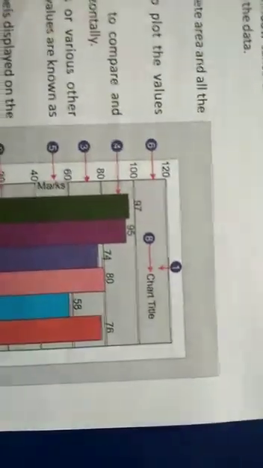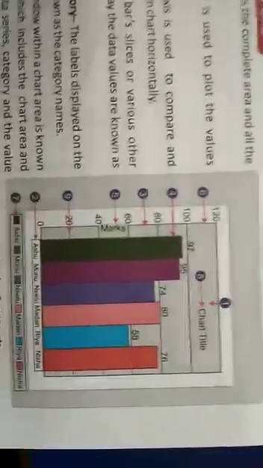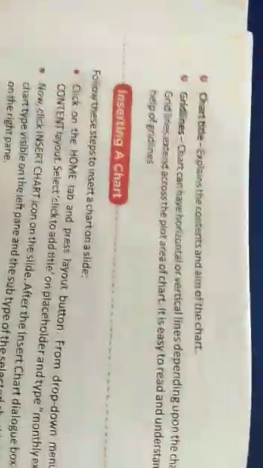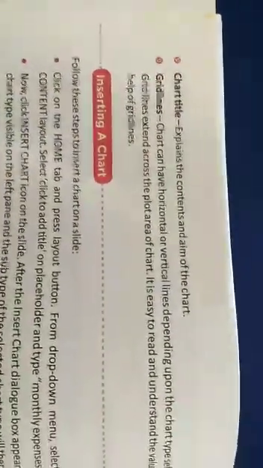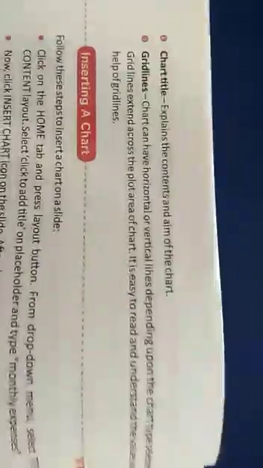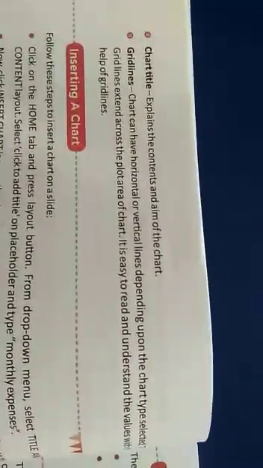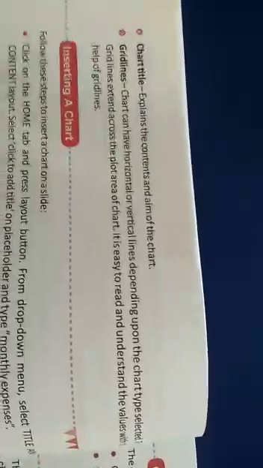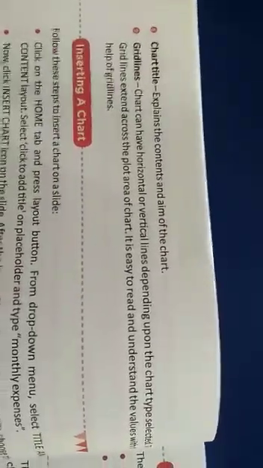Next is your chart title, number eight, and last, number nine, is your grid lines. Chart title explains the content or name of the chart, why we are designing the chart. Grid lines: charts have horizontal and vertical lines depending upon the chart type selected. The grid lines extend across the plot area of the chart and help us read and understand the values in the chart.